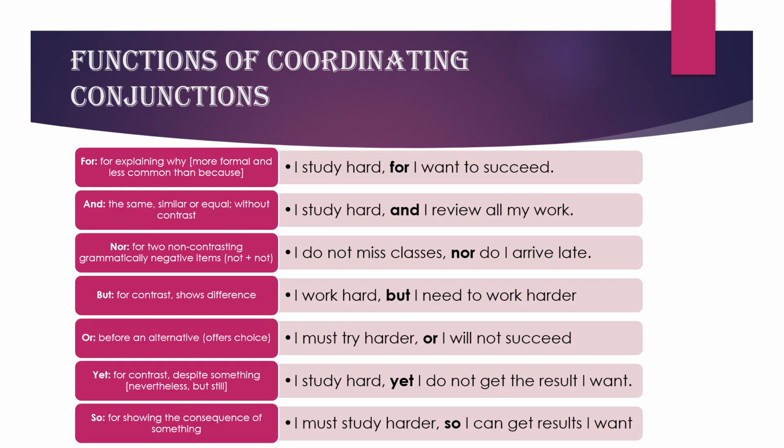Some more examples to have a better understanding and clarity of the coordinating conjunctions. The word for is used for explaining the why element. It is more formal and less common than because. Though it is more formal, we usually don't use it. Ideally, if we have to use a conjunction to join 2 independent clauses, in that case, we ideally should use for and not because.